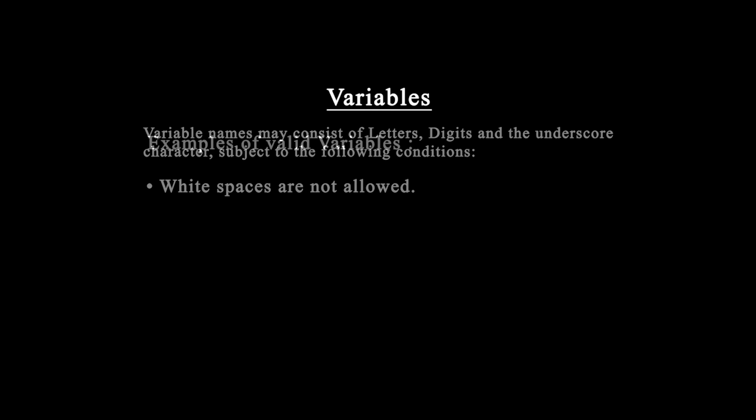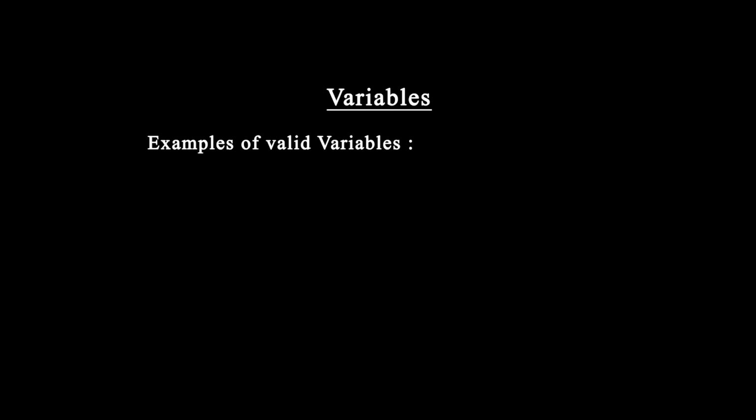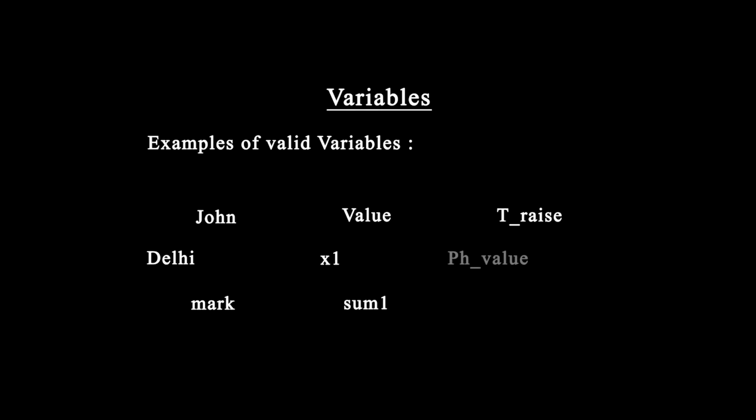Some examples of valid variable names are John, Delhi, Mark, value, x1, sum, t_raise, ph_value, distance. You saw here that in t_raise I have given an underscore instead of white space. If I had given a white space in between, then it would be an illegal variable. So instead of white space, I've used underscore.